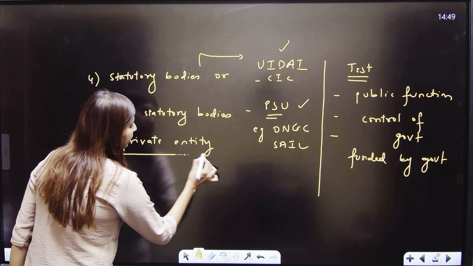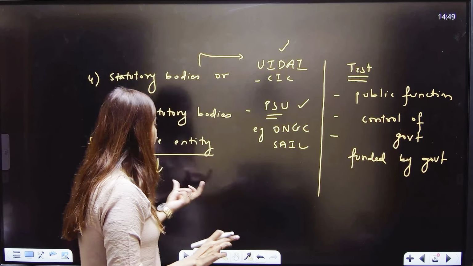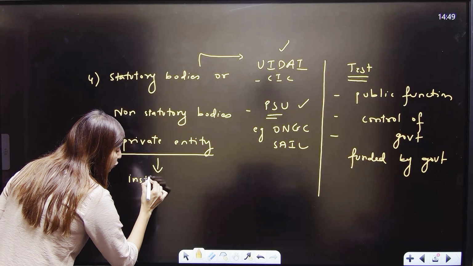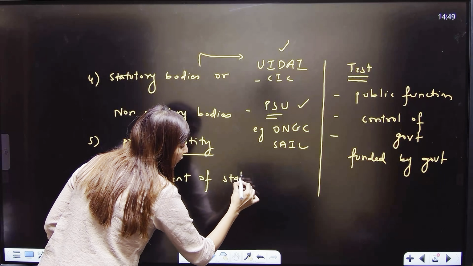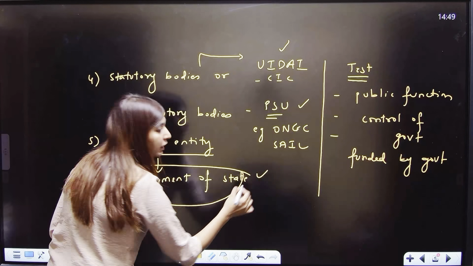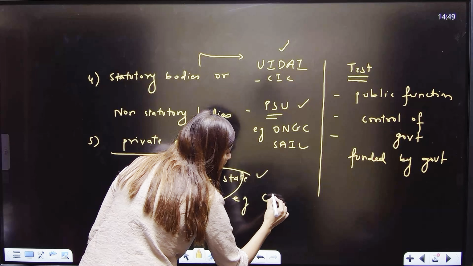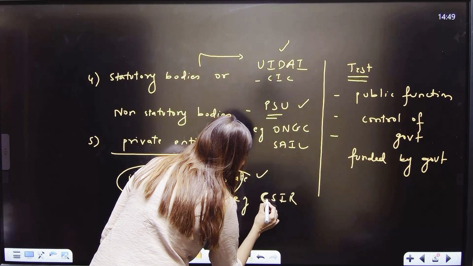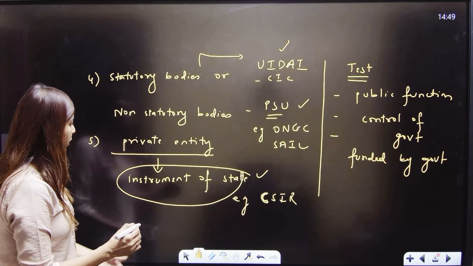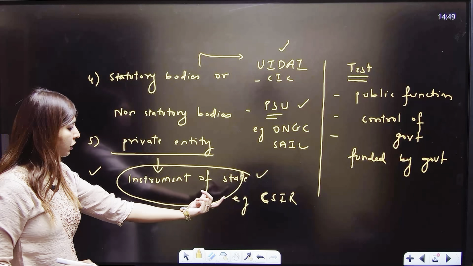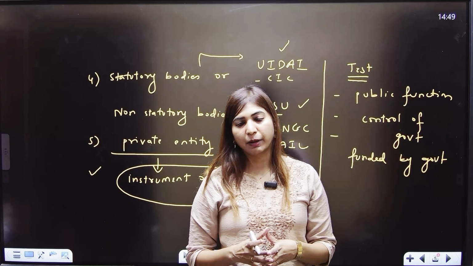Now when we are talking about a private entity, how is it a state? Not required. But if it is acting as an instrument of state, then again it is defined as a state under Article 12. Here you can give the example of CSIR, the Council of Scientific and Industrial Research. It is majorly funded by government, in fact fully funded by government. So here you can see this is a private entity, but it is acting as an instrument of state, and yes, it is funded by government.